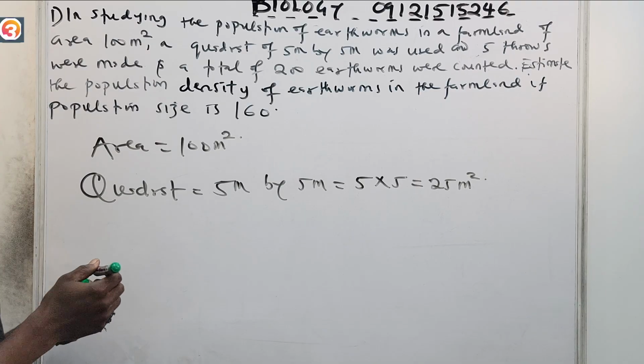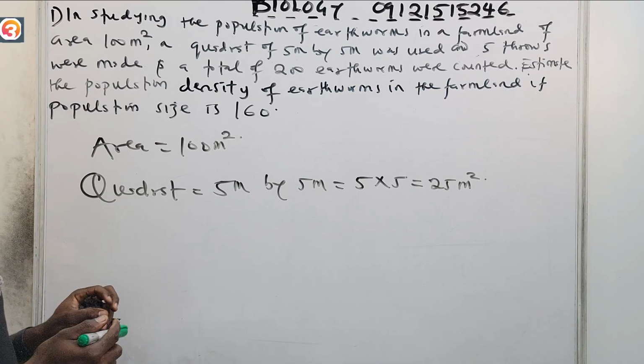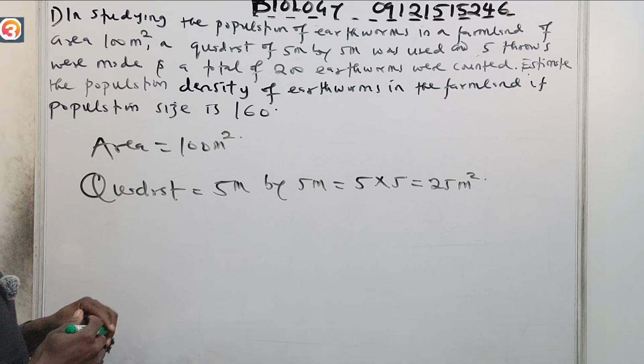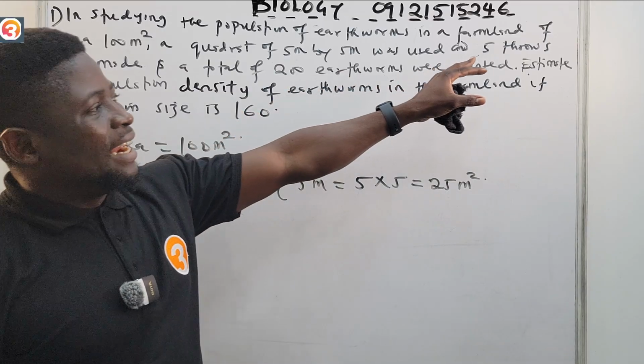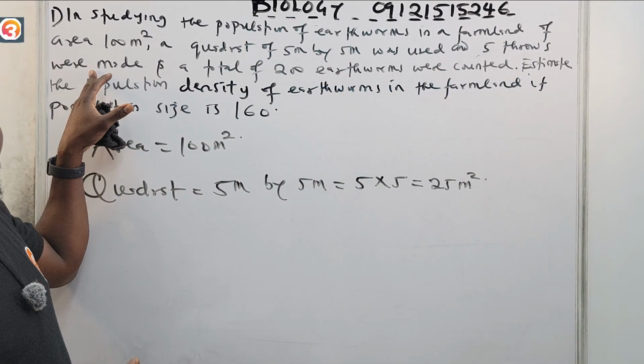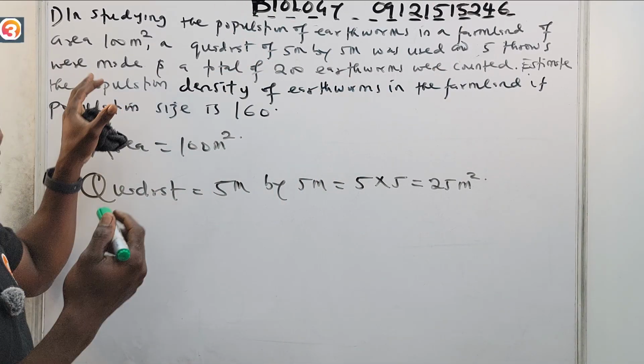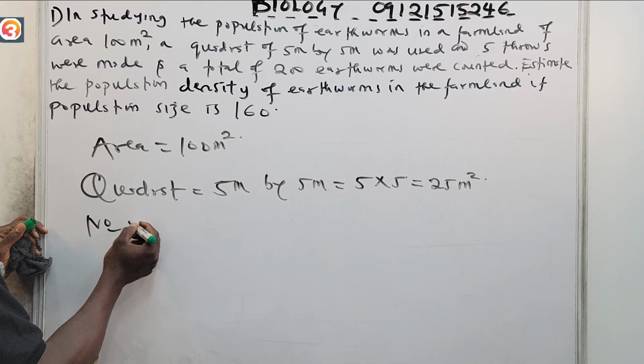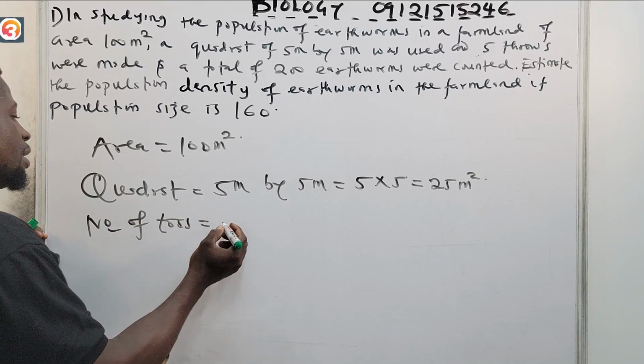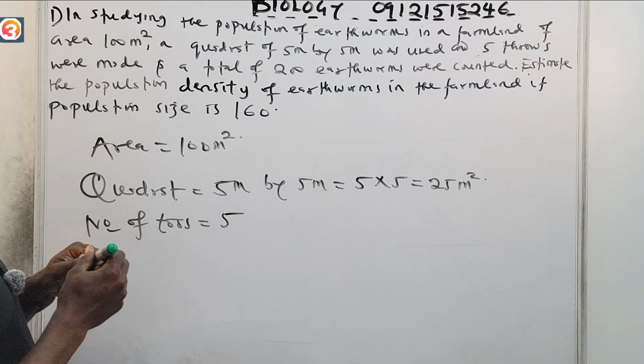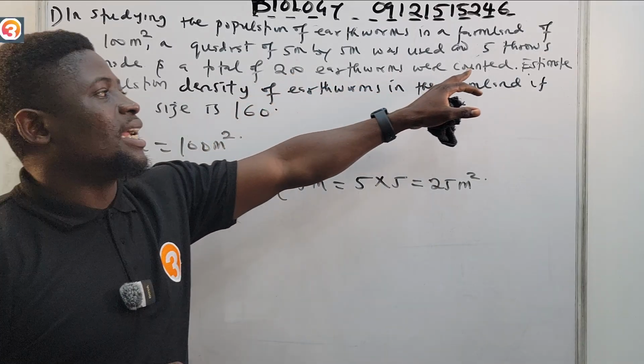Okay, that is what area now? Length times length. We're talking about a square here. Now, a quadrat was used and 5 throws were made. Okay, so it was tossed 5 times. So you can say number of tosses is 5.